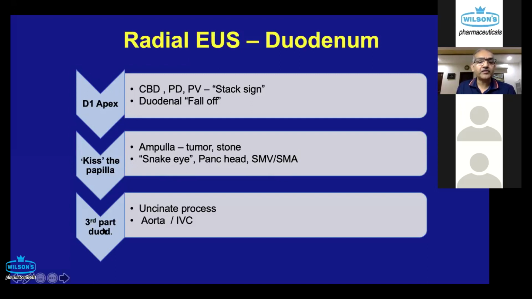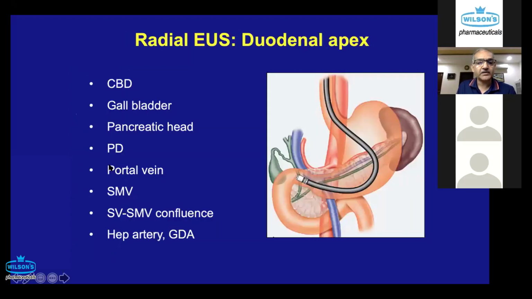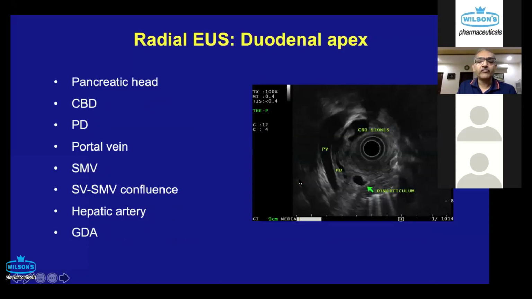And third part of duodenum, it's beyond the biliary tree, but we see the uncinate process, the aorta, and the IVC. So mainly the CBD by radial is assessed from the first and the second part. So this is the image. If the scope position is like this in the first part of the duodenum, you get a very good view with a little push and pull.